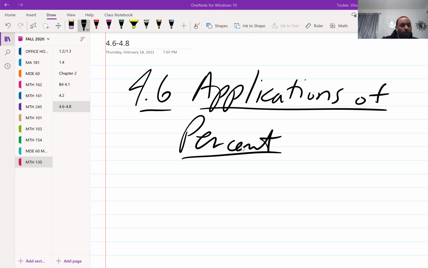So the first one, well, 4-6, we're looking at applications of percents. So we'll do a few word problems.